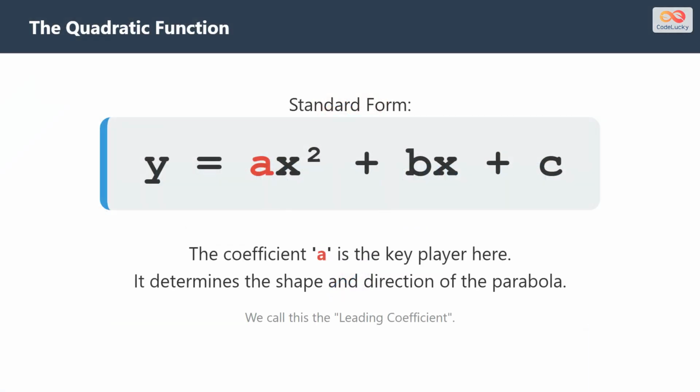Let us start with the standard form of a quadratic equation, which is y equals ax squared plus bx plus c. There are three coefficients here. But today we only care about the first one, the letter A. This is called the leading coefficient, and it holds the secret to the shape of our graph.